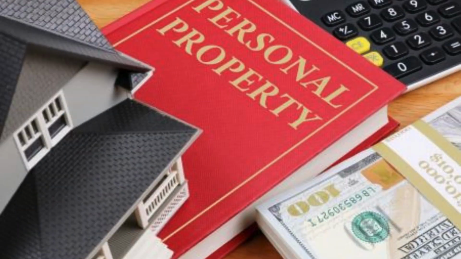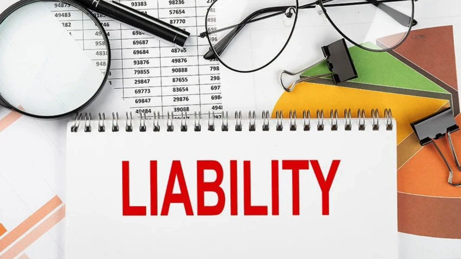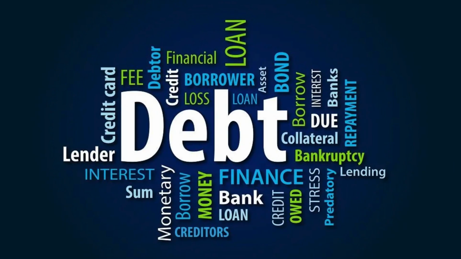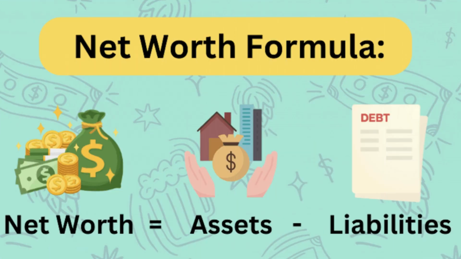C. Personal property. Include the value of personal property such as vehicles, jewelry, artwork, collectibles, electronics, furniture, and other assets of significant value. 2. Calculate your liabilities. A. Debts. List all your outstanding debts including mortgage loans, auto loans, student loans, personal loans, credit card balances, and any other liabilities. 3. Calculate your net worth. Net worth equals total assets minus total liabilities.